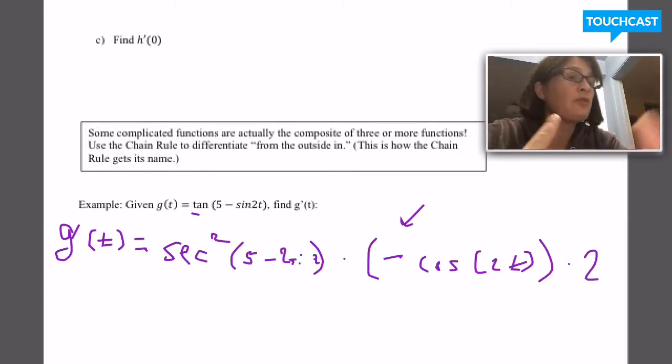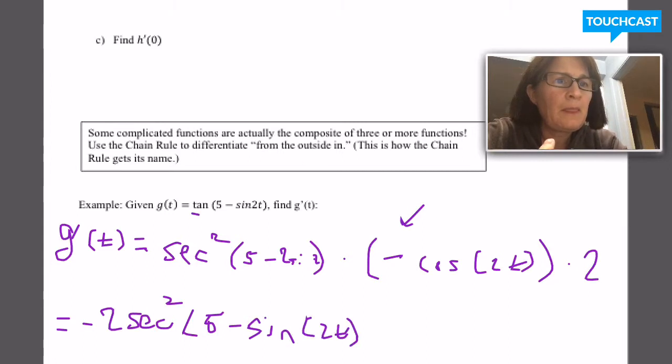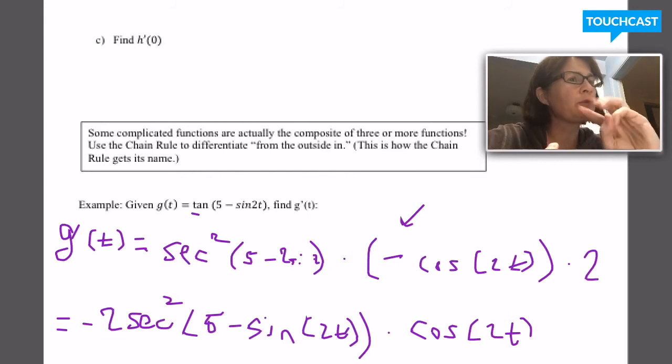If you wanted to pretty it up, if you were taking the multiple choice section, the answer I would expect is a negative and a 2. I would expect this equals negative 2 secant squared of 5 minus the sine of 2t, times the cosine of 2t. There you go. That's a chain that has 3 pieces and 3 links in it.